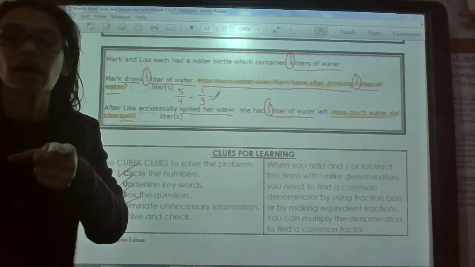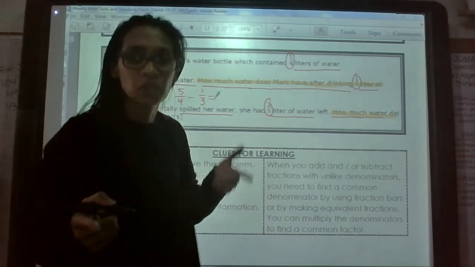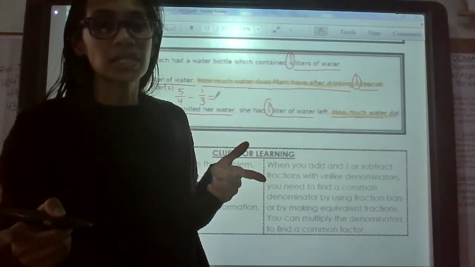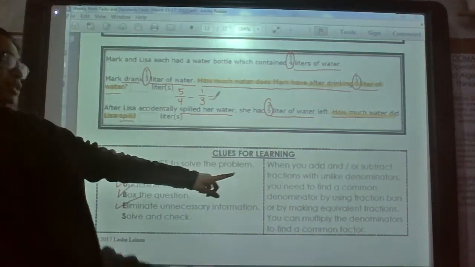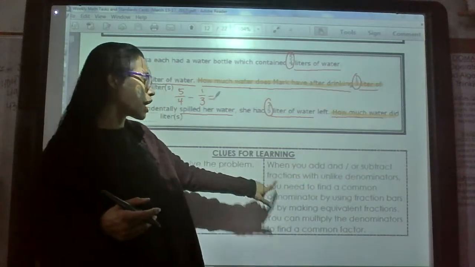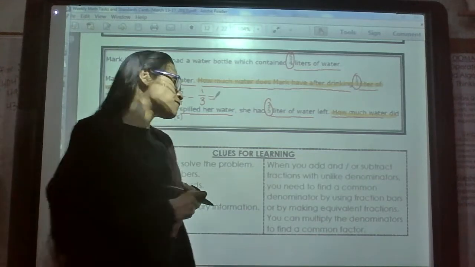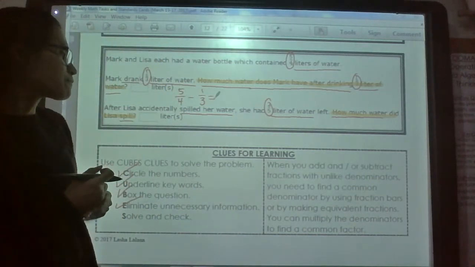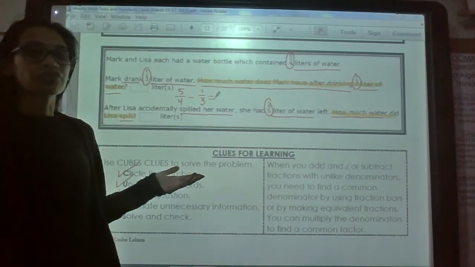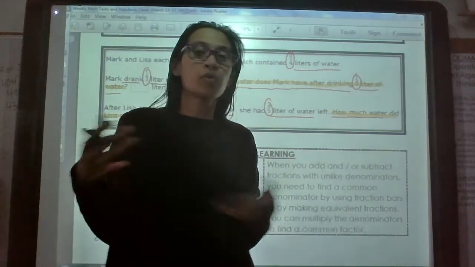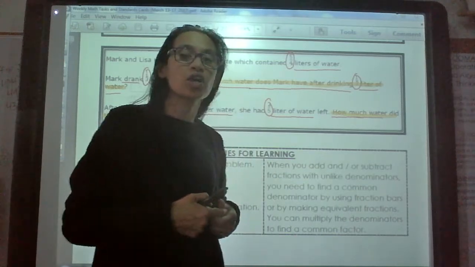All right, now stop, because you're not just going to subtract 5 minus 1, 4 minus 3. Some of you keep doing that. Stop doing it. We need to make them have the same denominator. And look at your other clues for learning right here. It says when you add or subtract fractions with unlike denominators, you need to find a common denominator by using fraction bars or by making equivalent fractions. You can multiply the denominators to find a common factor. So if you want to use the fraction bars, go ahead and grab them. If you want to work them out, we can work them out. Either way, you'll get the right answer as long as you work them out correctly.